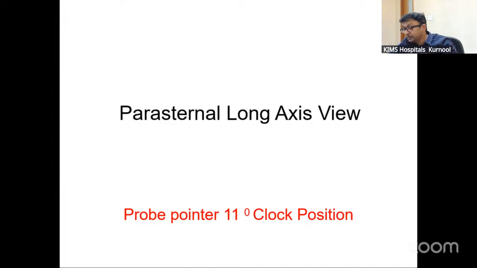Then we go on to the parasternal views. There is a long axis view and a short axis view. These are also called the low parasternal views. And then there is a high parasternal view. For the low parasternal long axis view, the probe pointer is positioned in the 11 o'clock position. Because our heart is in the 11 to 5 o'clock position, the long axis of the heart appears in this angle. So the probe pointer should point towards the 11 o'clock position.